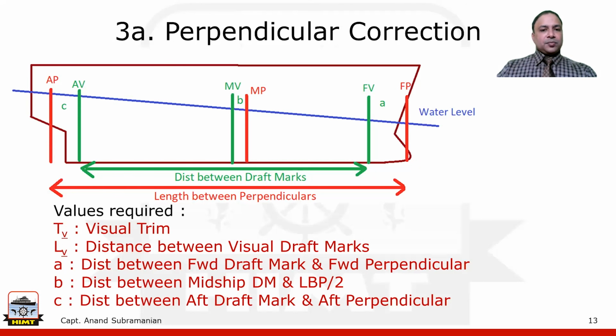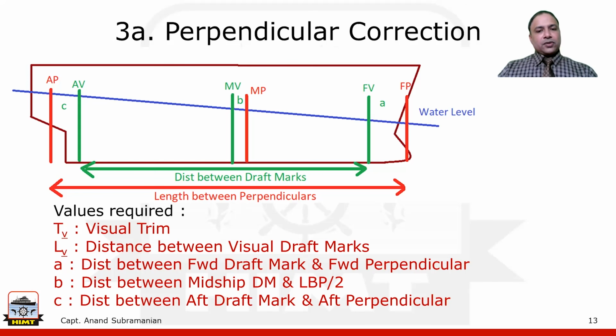Very similar, the midship mark, this is the midship perpendicular, as we call it, and the midship visual. There would be a small distance between them, and that is called B. And the aft draft marks, the green one, and the red one is the aft perpendicular, and the distance between them is C.